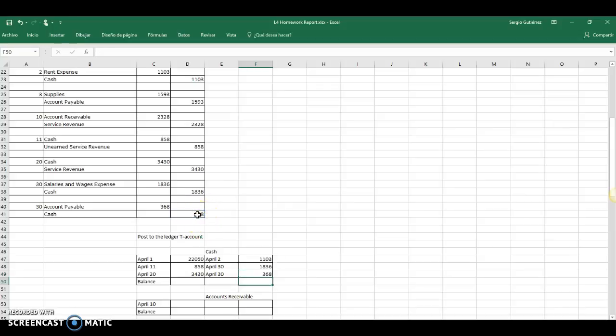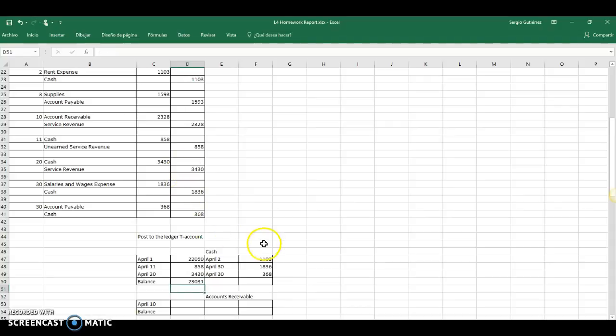And we hit enter. Now what we have to do is sum, or add, the column of the debit, or the left column, and then we subtract the column of the right, or the credit, and then we get the balance, and the balance is for the amount of $23,031.